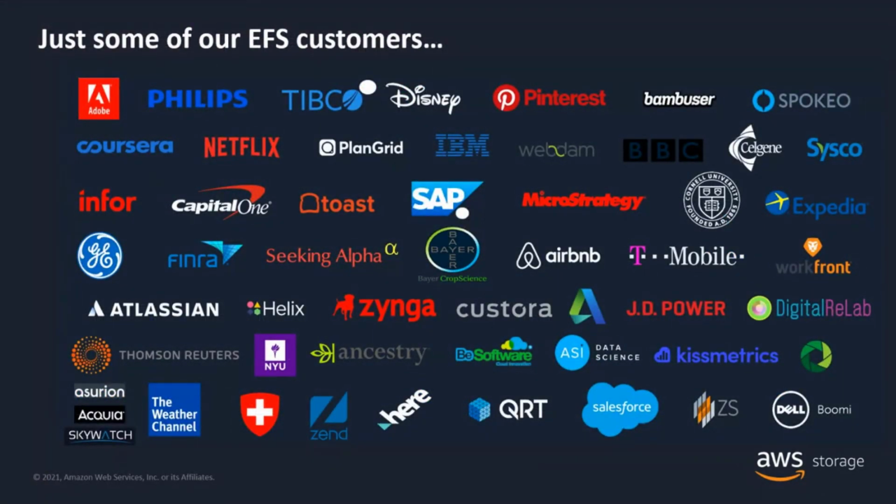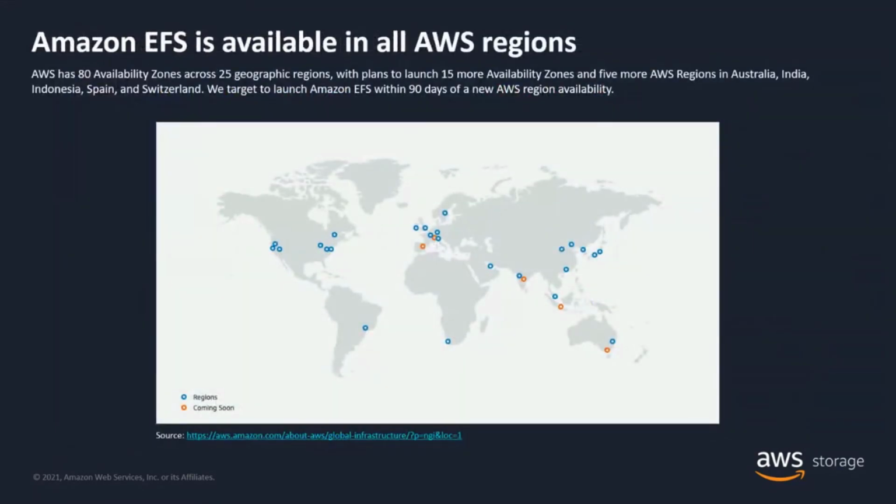Customers use Amazon EFS for a wide variety of use cases, and this is just a small sample of customers who rely on EFS for their shared file system requirements today. AWS has 80 availability zones across 25 geographic regions, with plans to launch 15 more availability zones and 5 more AWS regions in Australia, India, Indonesia, Spain, and Switzerland. Today, Amazon EFS is available in all AWS regions, including our latest region in Asia, in Osaka, Japan.